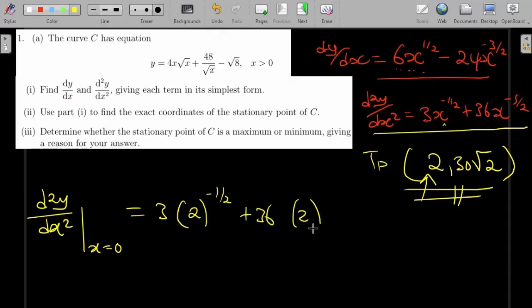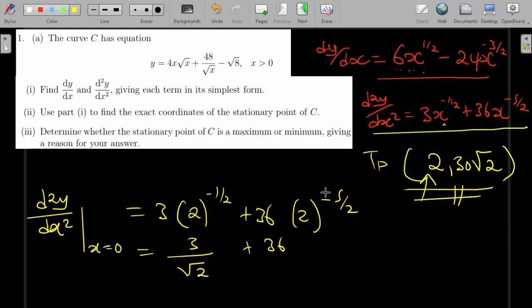And then I put 2 to the power minus 5 over what? 2. So how can I simplify that now? Okay, how can I simplify that? We know that if the power is negative, it can go down there. So this is the same as 3 divided by 2 to the power half. But 2 to the power half, we know that it is the square root of 2. Okay, and then need to be plus 36.